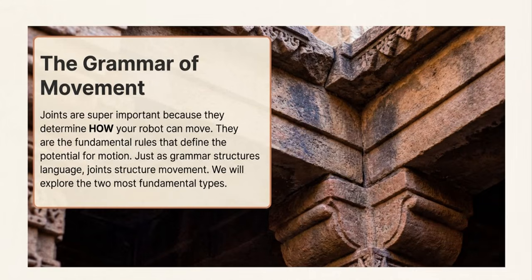So what about the grammar of movement? Joints are super important. Why? Because they determine how your robot can move, and they are the fundamental rules that define the potential for movement, how the movement will be. Will it be rotational type, will it be translational or linear type, or vibrational type? Just as grammar structures language, similarly joints structure movement. And now we will explore 2 most fundamental types.